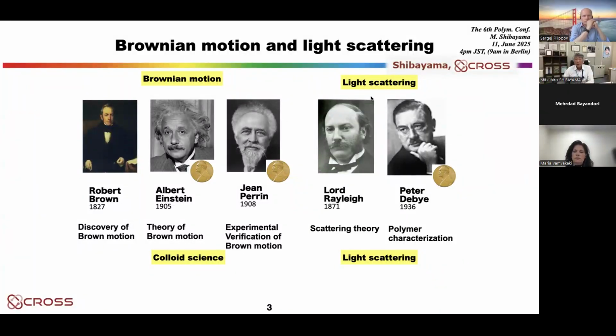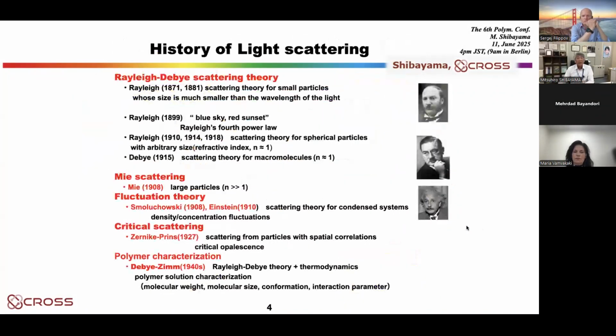On the other hand, light scattering was started by Lord Rayleigh, for example, and he proposed the scattering theory. Later on, Peter Debye applied it to polymer characterization. This is a good combination of colloid science and light scattering. So this is the history of light scattering.